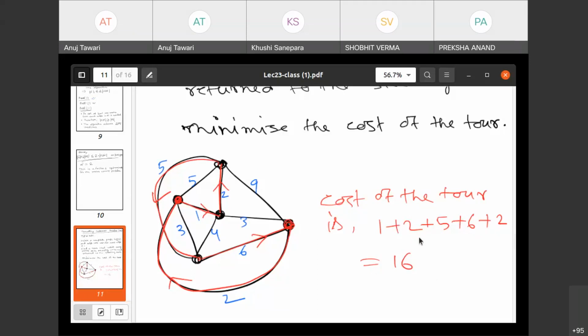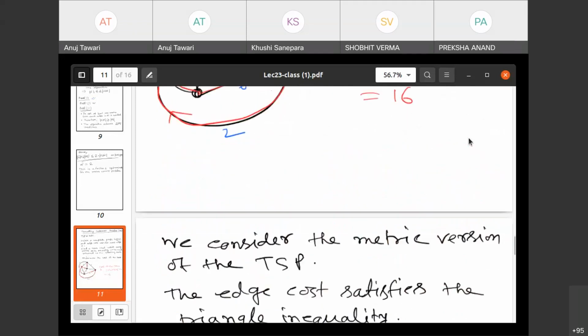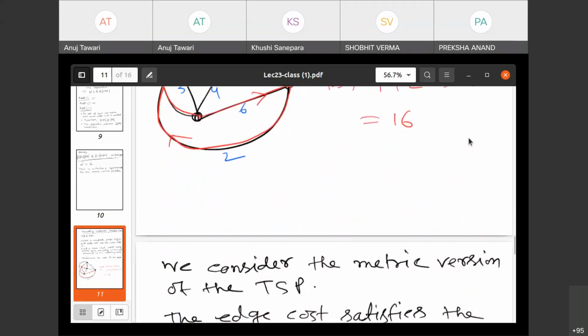And obviously, this is another NP-complete problem. It is hard to find the exact minimum cost of such a tour. Okay. So we are interested in approximation algorithms for that. Can we approximate in polynomial time the minimum cost of such a tour? Okay, that's the problem we are interested in.